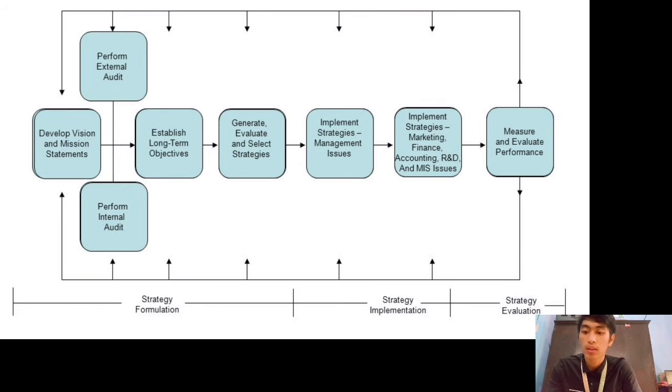And in finance or accounting issues, a good strategy implementation can help the organization to acquire needed capital and prepare financial budgets. And in research and development, it will help the organization to produce new products and improve their existing products. And in MIS issues, a good strategy implementation can help the organization to have an effective management information system. And the third and final stage is the strategy evaluation.